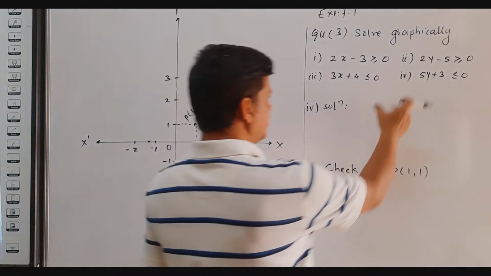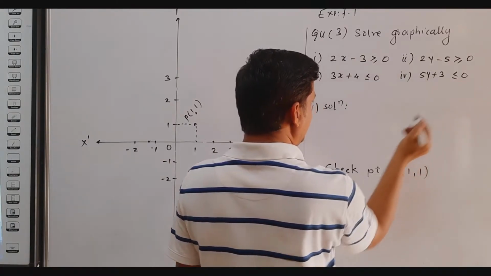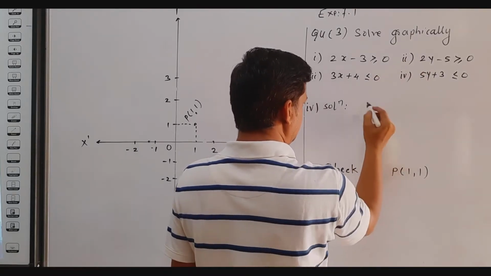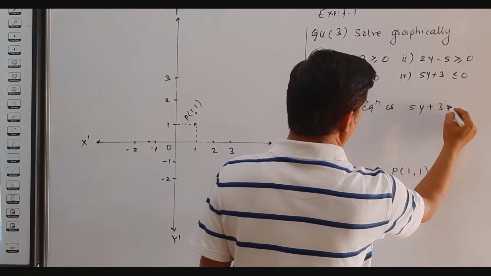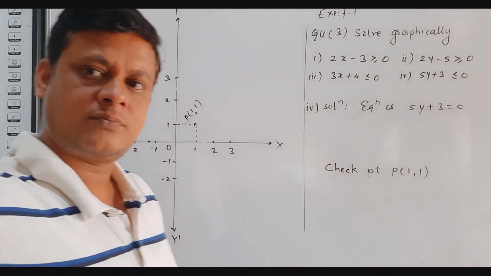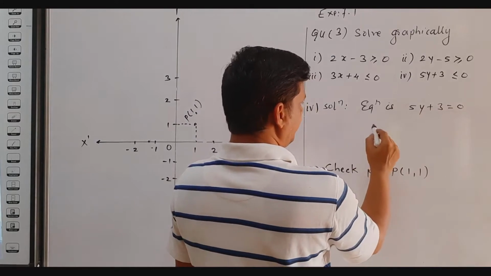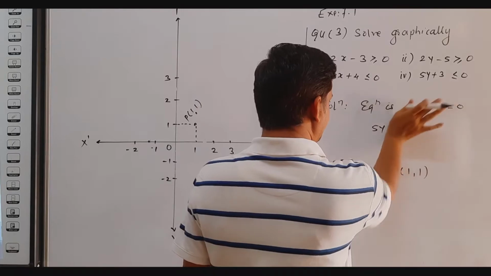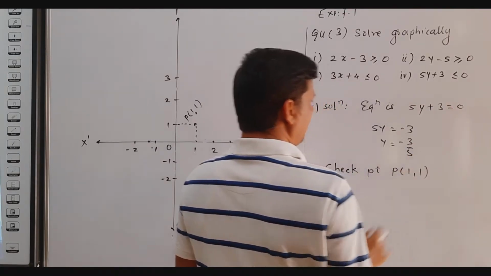Now see sub question 4. The given inequation is 5y plus 3 less than or equal to 0. So we write the equation. The equation is 5y plus 3 is equal to 0. So we simplify this first. 5y is equal to minus 3. So we write y is equal to minus 3 by 5.